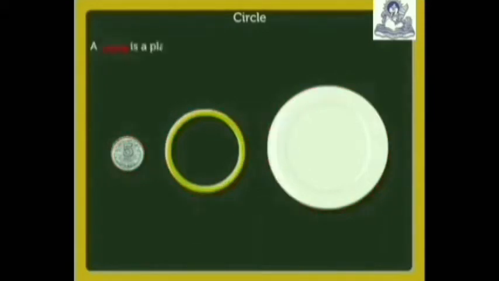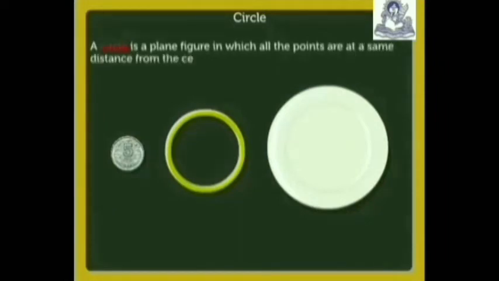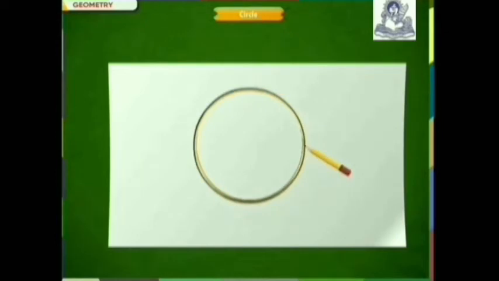A circle is a plane figure in which all the points are at the same distance from the center. Take a bangle and place it on a sheet of paper. Starting from a point, move the pencil along its curved edge. We get a closed curve, and this closed round curve is called the circle.